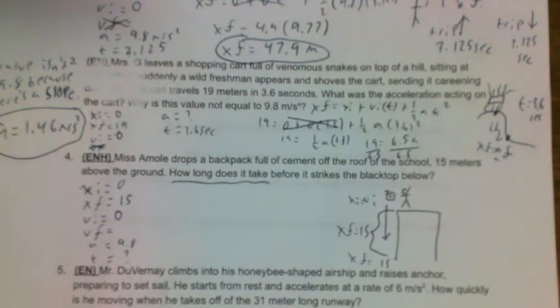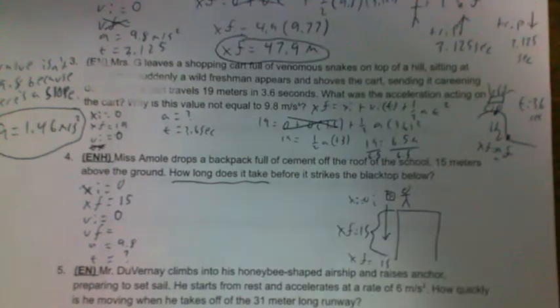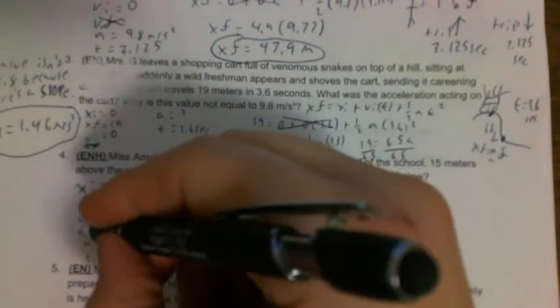Now, our initial velocity is going to be 0, because she's dropping this from rest. She's not throwing it, she's not giving it a speed. It is leaving her hand with a velocity of 0. So our initial velocity is going to be 0. vf, we don't have. And that's alright, because we don't need it. All my homies hate vf.